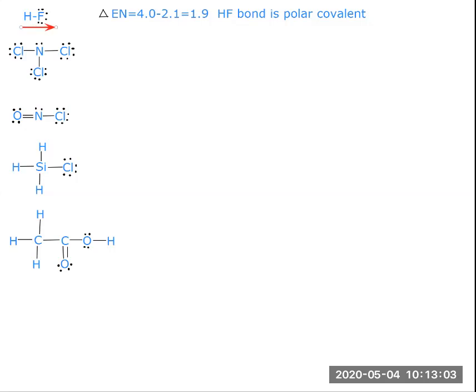So it points towards fluorine because fluorine is the more electronegative element. And this means that the electrons are pulled towards fluorine. And we do a little plus on the other end of the arrow, and that shows where you have the less electronegative element, right? It's where you have the delta plus element.